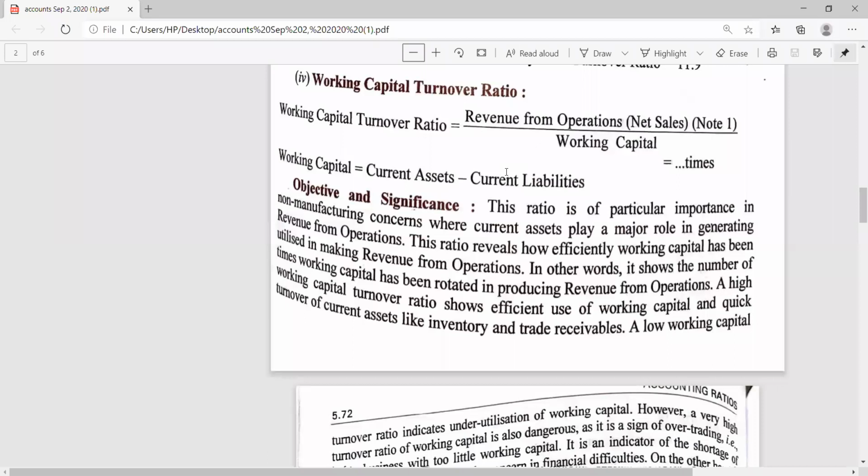This ratio is of particular importance in non-manufacturing concerns, where the current assets play a major role in generating the revenue from operations. This ratio reveals how efficiently working capital has been utilized in making revenue from operations. In other words, it shows the number of times working capital has been rotated in producing revenue from operations. A high working capital turnover ratio shows the efficient use of working capital and quick turnover of current assets like inventory and trade receivables. A low ratio shows the underutilization of working capital.